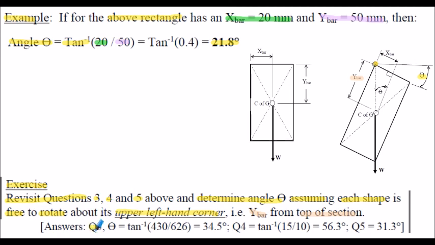Answer for question 3, angle theta is tan to negative 1 of 430 millimeters divided by 626 millimeters, and that will be the y-bar from the top of the section. And that evaluates to 34.5 degrees. The answers to question 4 and question 5 are also shown. I'd encourage you to stop the presentation and attempt that exercise.